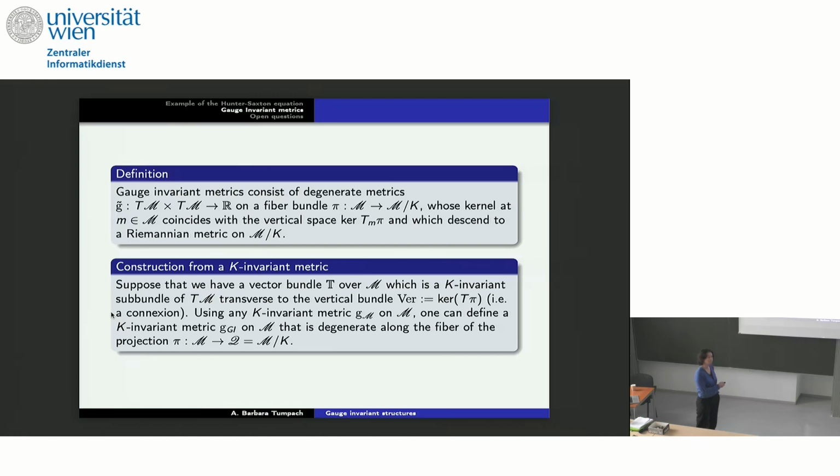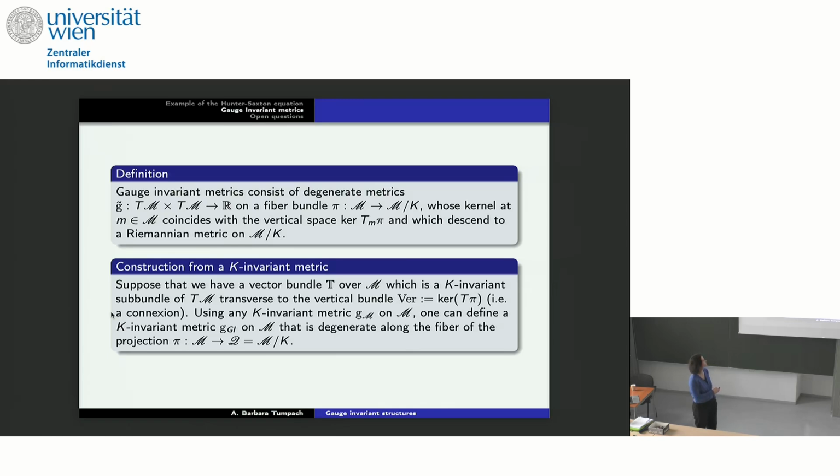How can you build such a gauge invariant metric? Yes? Please. K, because we have the column. K was the group of rotation before, so it's a subgroup. Here it's just a group that is acting on M. And of course, you suppose that the quotient is a nice manifold, but we'll come to this.